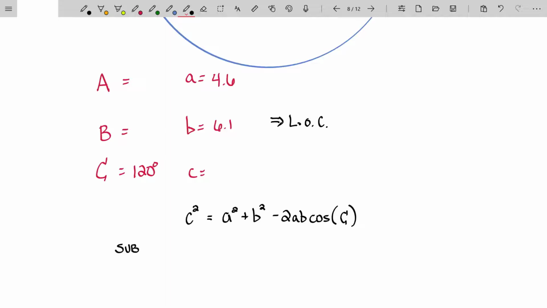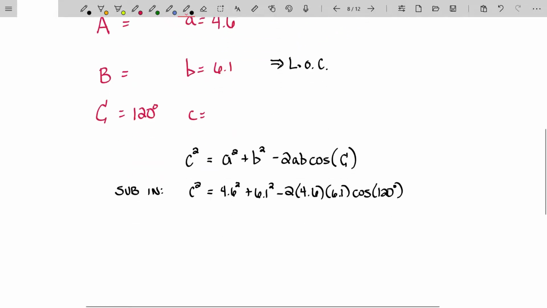Subbing things in, we get C squared is equal to 4.6 squared plus 6.1 squared minus 2 times 4.6 times 6.1 times the cosine of 120 degrees. And you'll just take the square root of both sides to get what C is approximately equal to, which is 9.3.